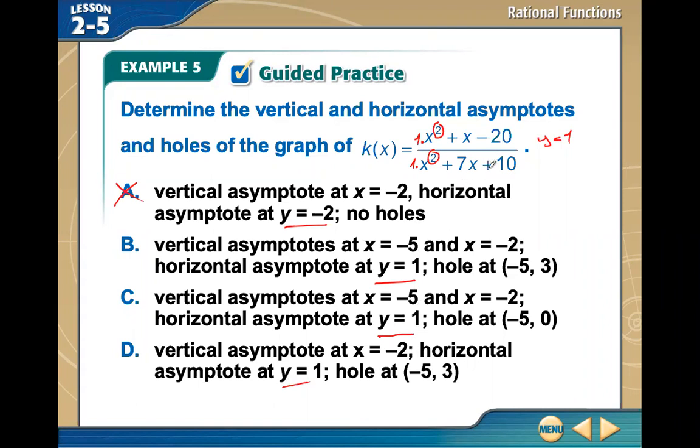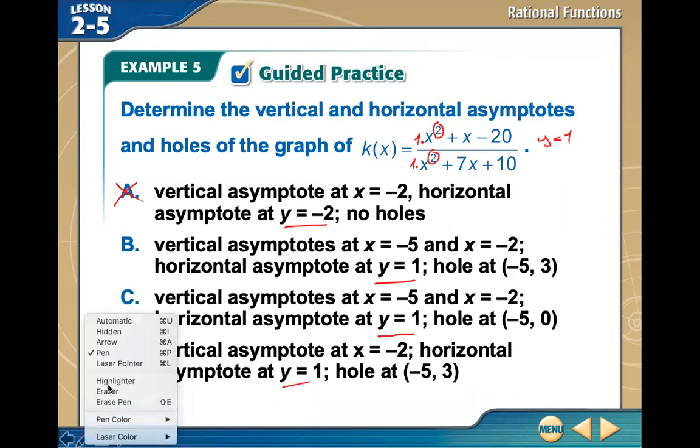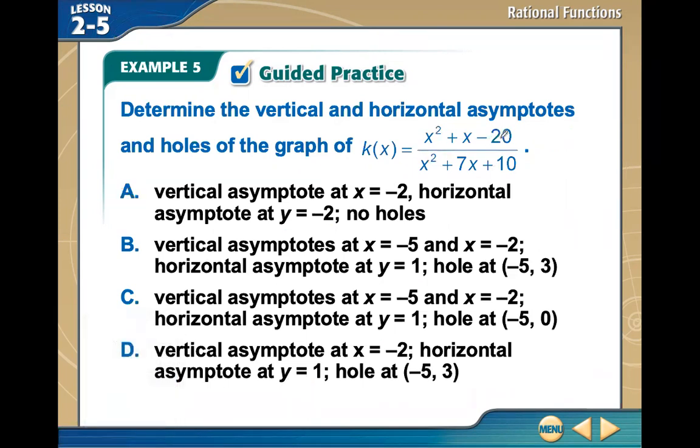So if I find the vertical asymptote, I can eliminate something. Now, how can I factorize this? 2 and 5, I think. 2 times 5 is 10, 2 plus 5 is 7. And what about this? How can I factorize? Negative 4 times 5, negative 20. Negative 4 plus 5, positive 1. So I am writing x minus 4, x plus 5, divided by x plus 2, x plus 5.